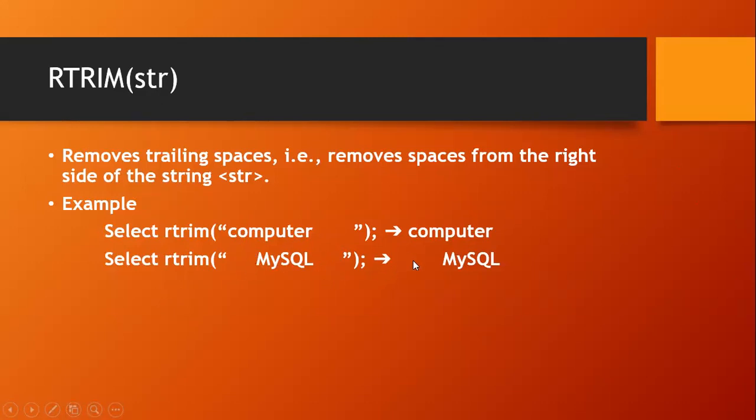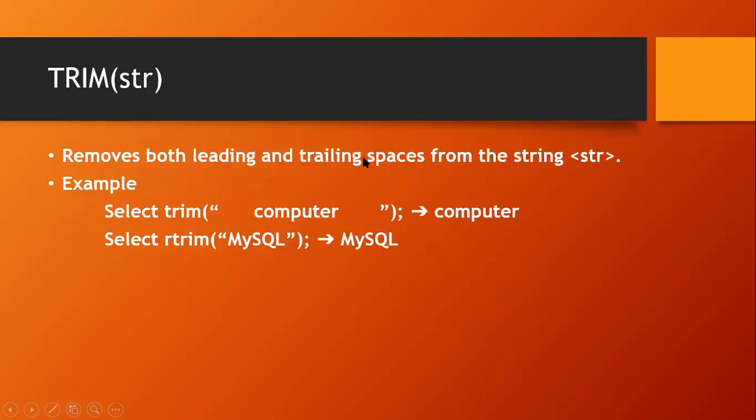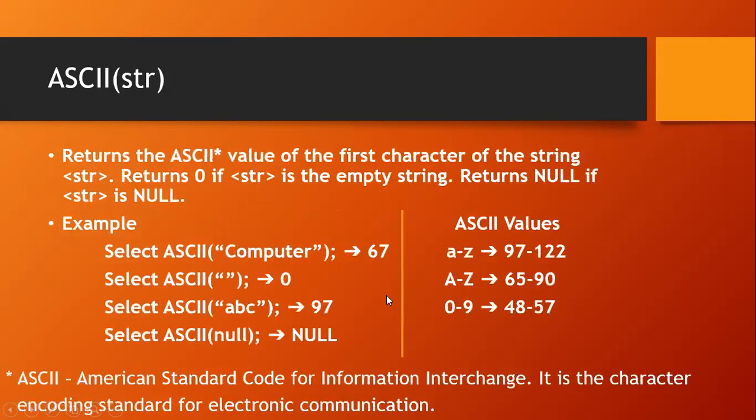These left side spaces will be there, and with that space only you will be getting the output for RTRIM. TRIM means it will be removing both leading and trailing spaces from the string, if any. That means it will be removing the spaces from both the sides and returning the string as the output without any white spaces. Sorry, here you have to make it as TRIM, not RTRIM. Even if you give the string without any spaces also, it will return the same string as the output.